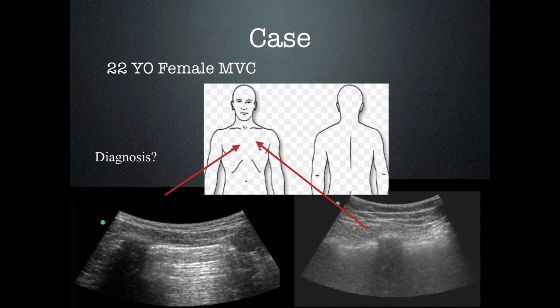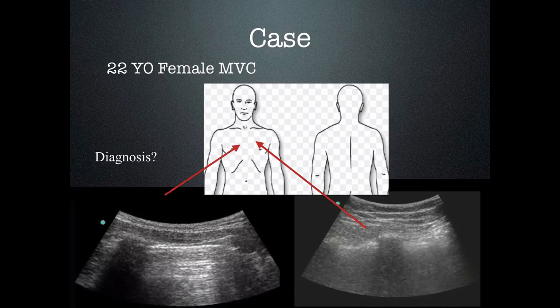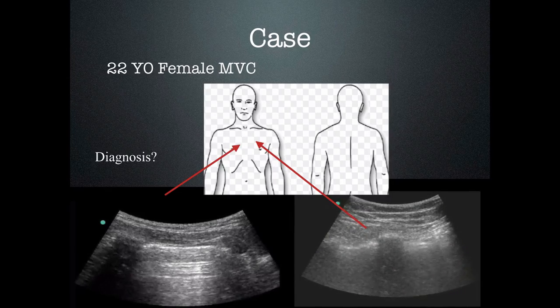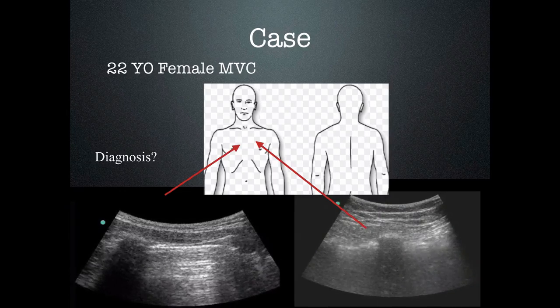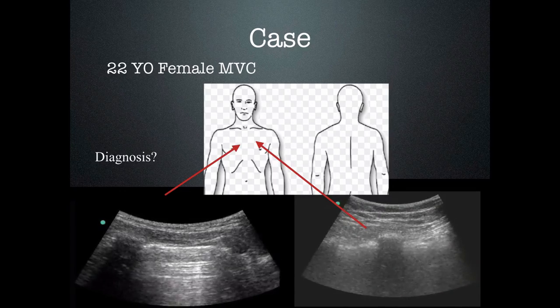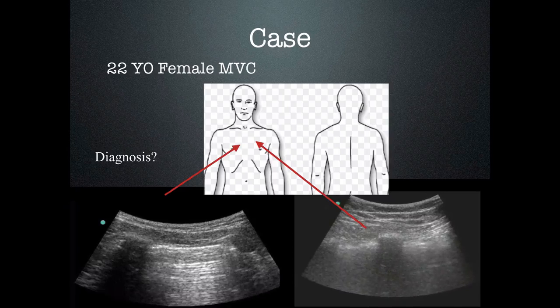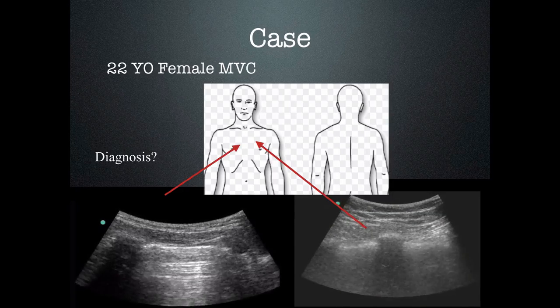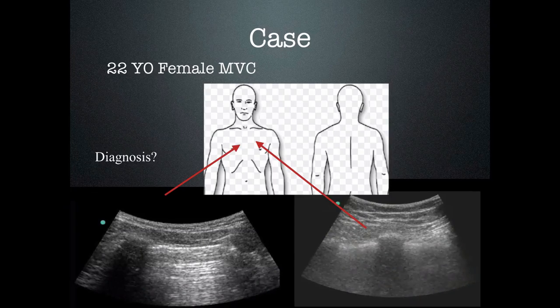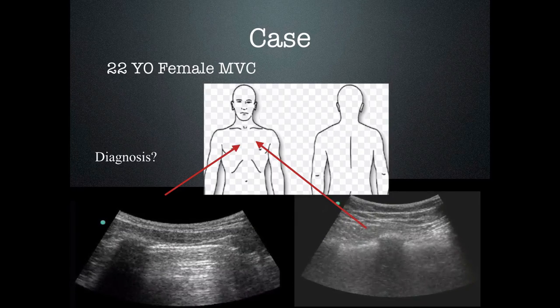What about this case? It's the same case, but this time when we scan, the left lung is normal, as before. The right lung is abnormal. Do you see the abnormality? That's right, there is no sliding lung. This patient is laying supine. There's no sliding lung. Therefore, this is a pneumothorax.